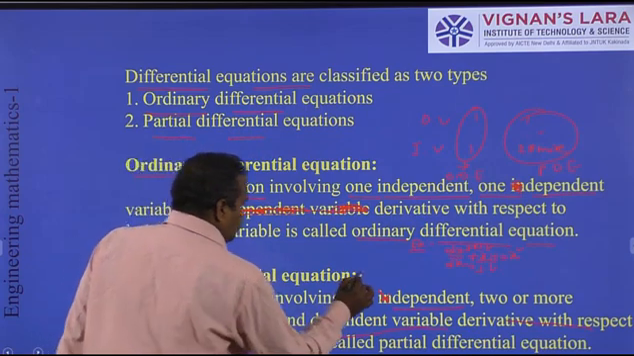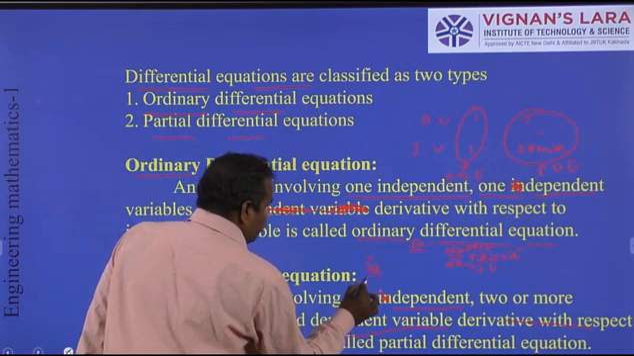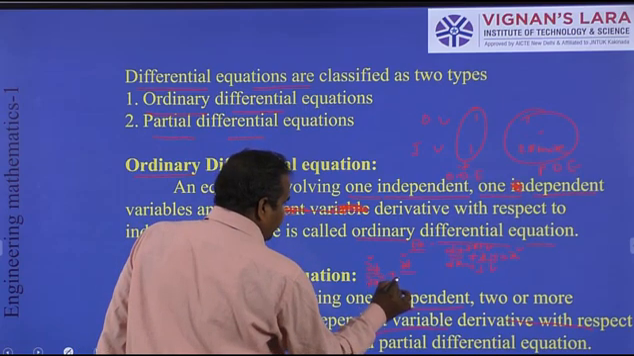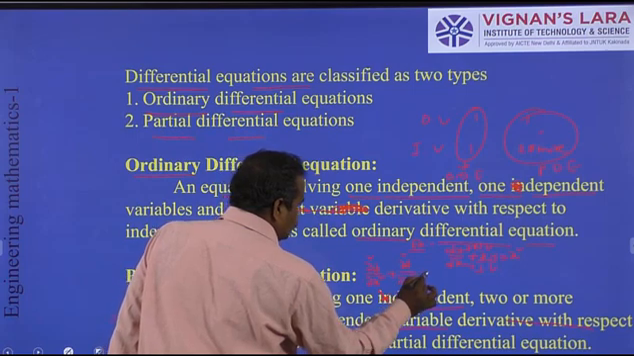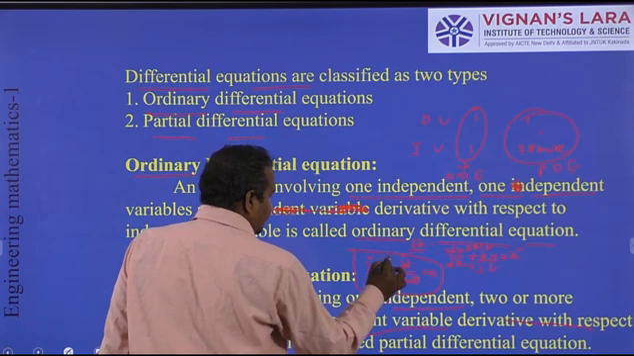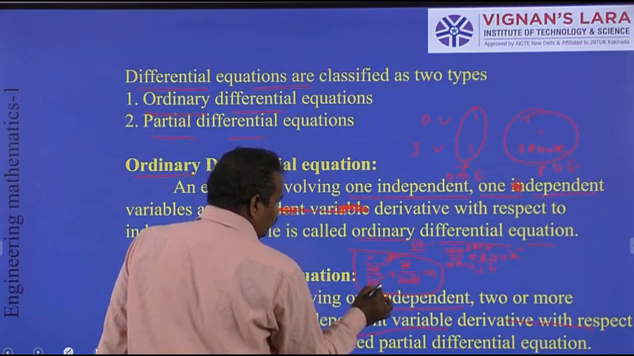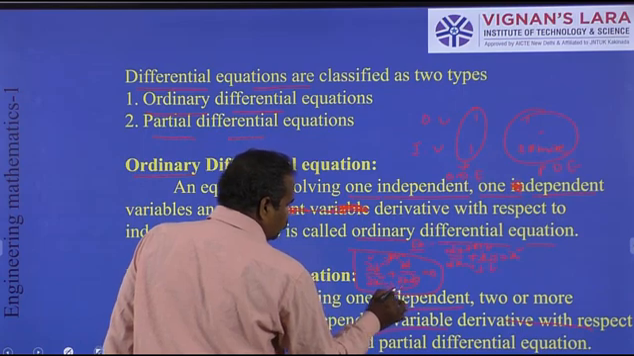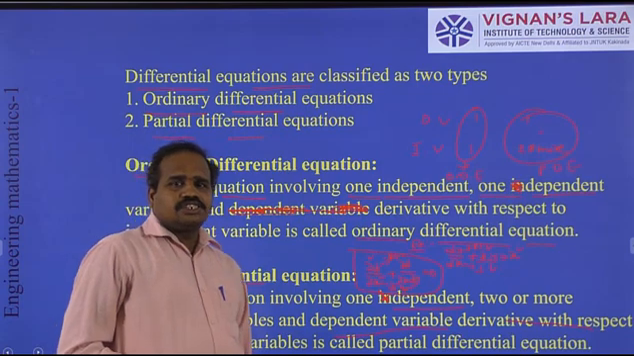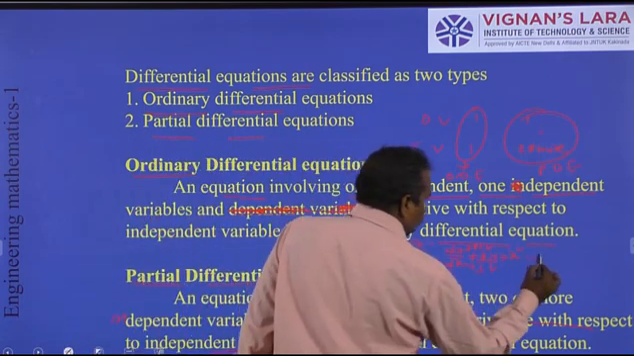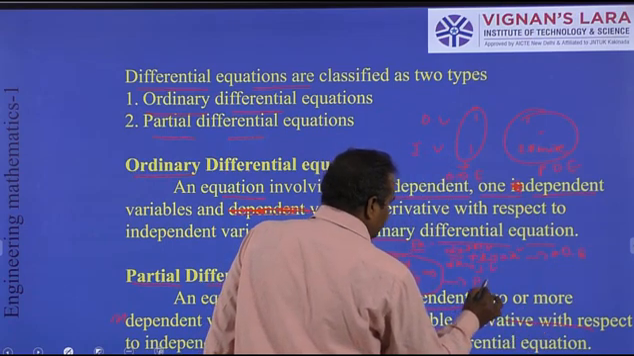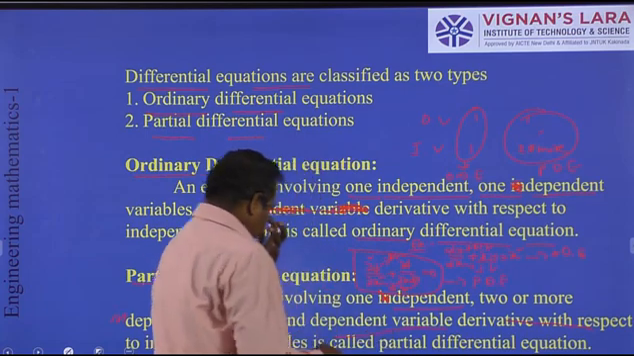Now coming to the partial differential equation: dou square f by dou x square plus dou square f by dou x dou y is equal to 0. Such type of equation. Here observe this, f is the dependent variable, only one variable, and x and y are two independent variables. So this is called the partial differential equation. This is an example for an ordinary differential equation, and this is an example for a partial differential equation.